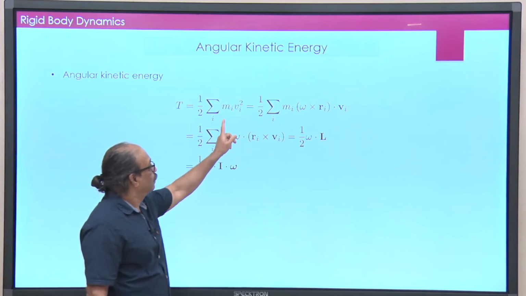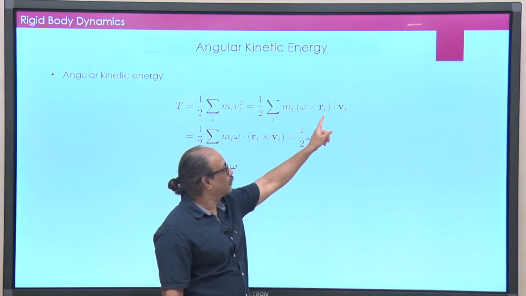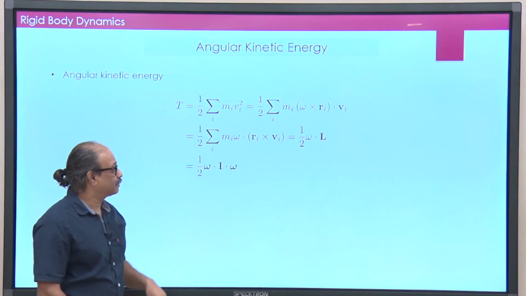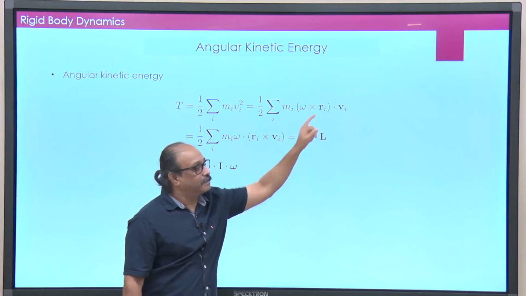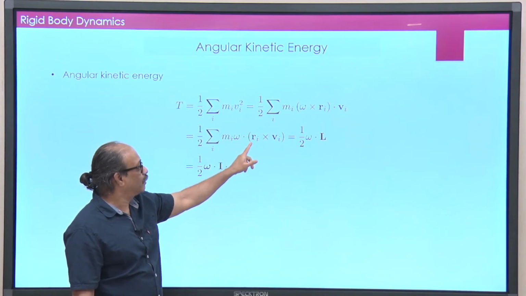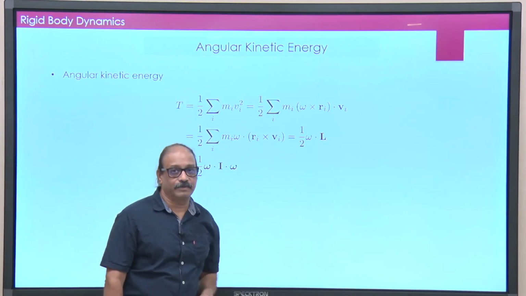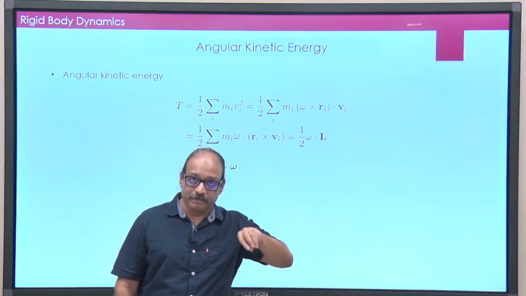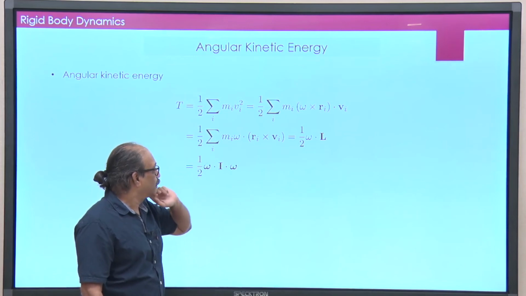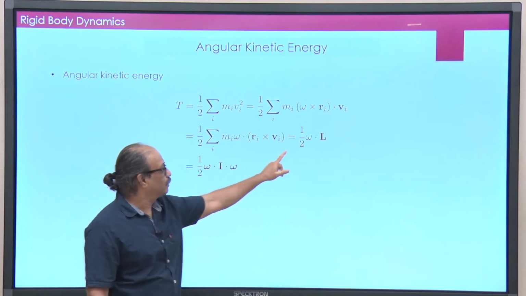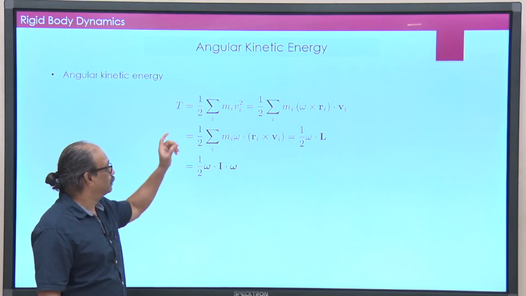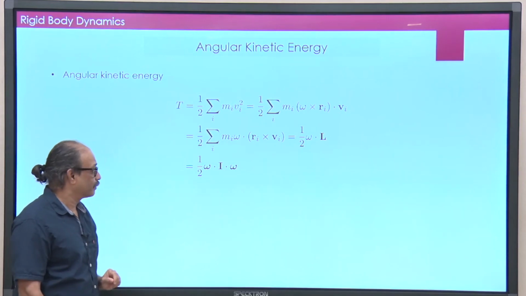So, I will write one v_i as omega cross r_i, in a dot product with v_i, and rearrange this. Now, I can interchange dot and cross product. So, if I interchange dot and cross product, then it will be omega dot r_i cross v_i, but r_i cross v_i is nothing but angular momentum of the ith particle, and then you have multiplied by m_i and summation over i, that is basically nothing but angular momentum. So, it is half omega dot L, the angular kinetic energy, okay.